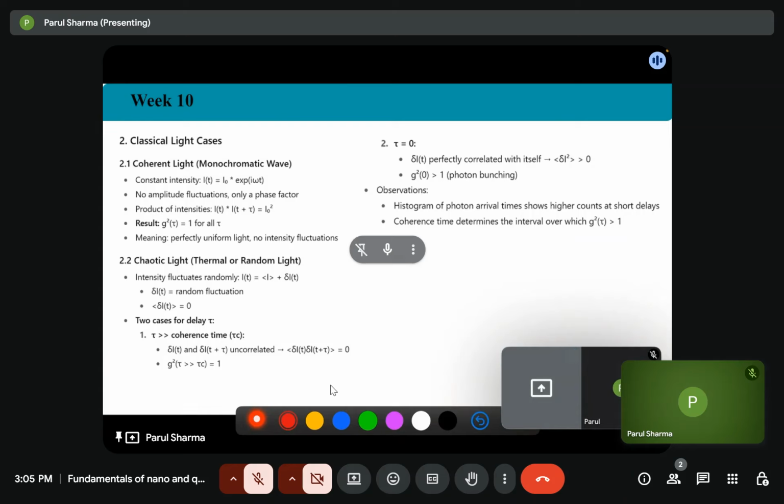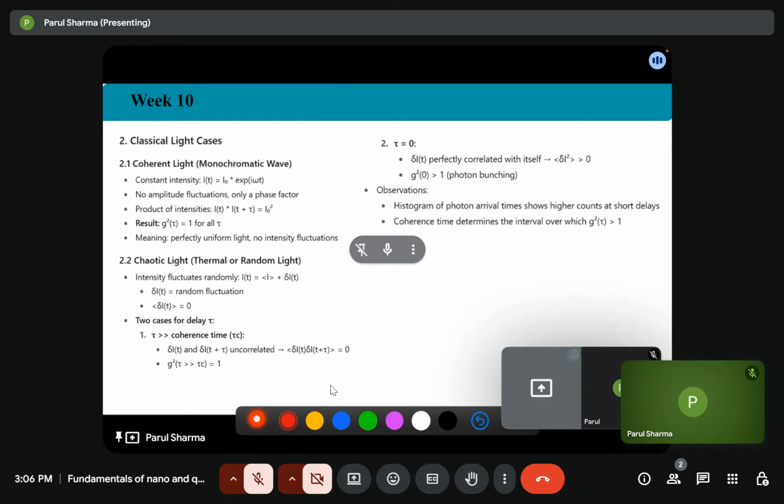So in the case of classical light, we have two cases. For coherent light, a monochromatic wave gives you constant intensity. No amplitude fluctuations, only phase factors. And G2 will be 1 for all tau.